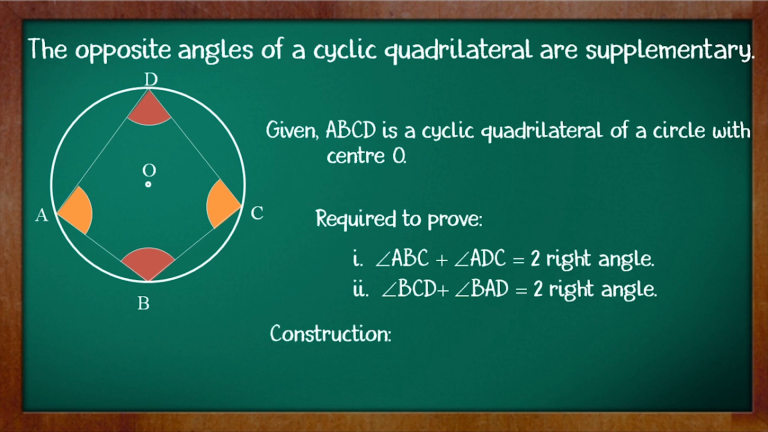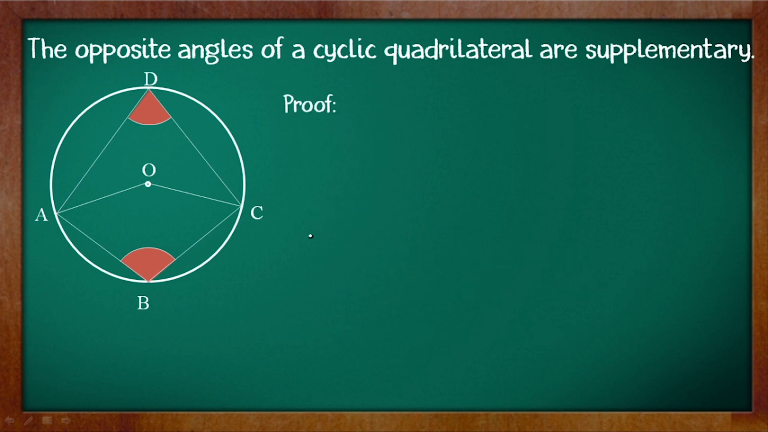So to prove this, we'll do a construction. In the construction, we'll try to create an angle at the center. To do that, we'll be joining OA and OC, so that we have an angle at the center. So let's proceed to the proof of the theorem.